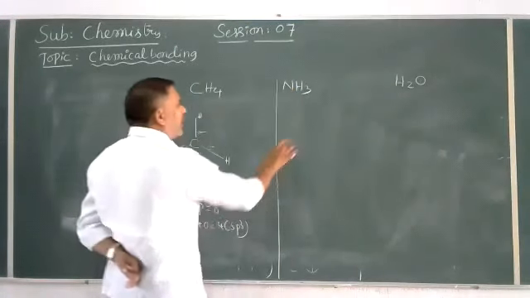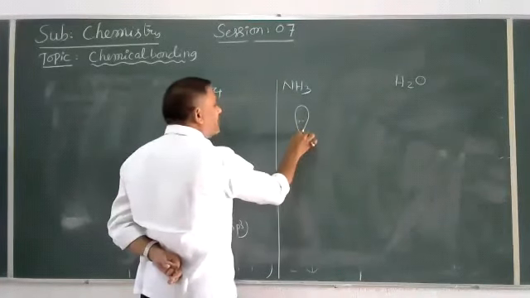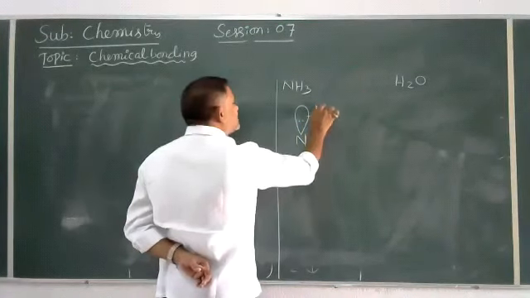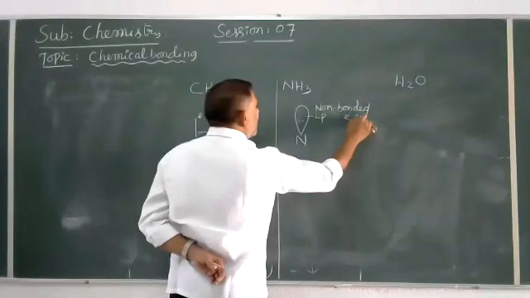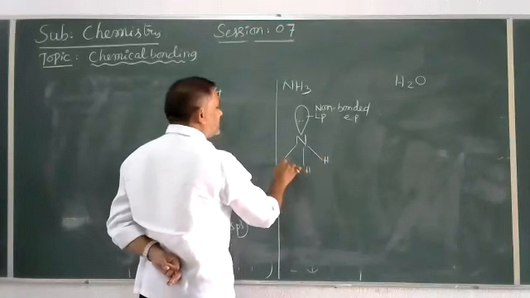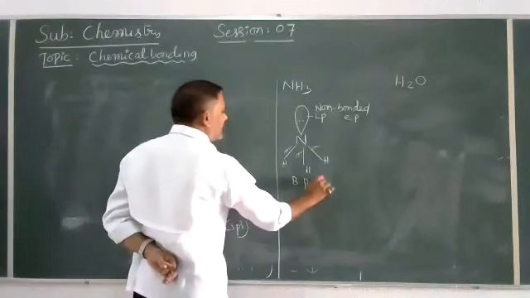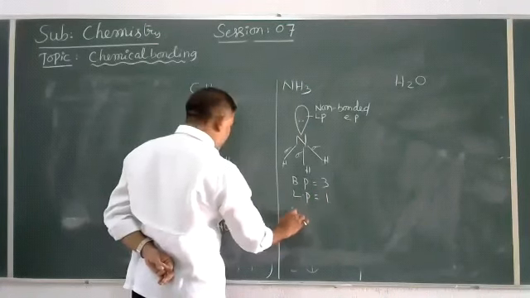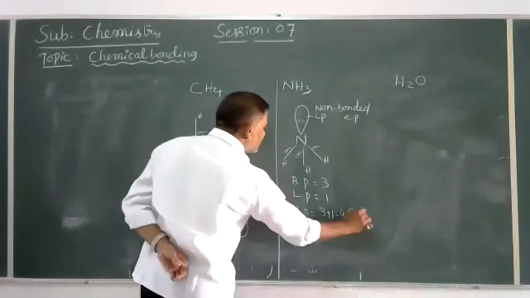Similarly, around the nitrogen atom, 5 valence electrons are there. Out of 5, one pair remains present as a lone pair, that is a non-bonded electron pair. Now 3 are bonded to hydrogens. The sigma bonds, that is bond pairs, are 3 and lone pairs LP are 1. The total number of hybrid orbitals is 3 plus 1 equals 4. Its hybridization is sp3.